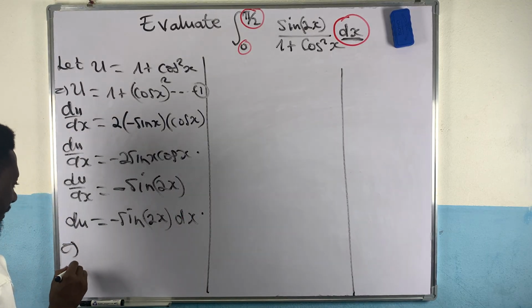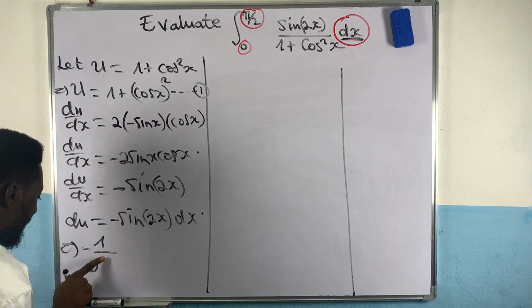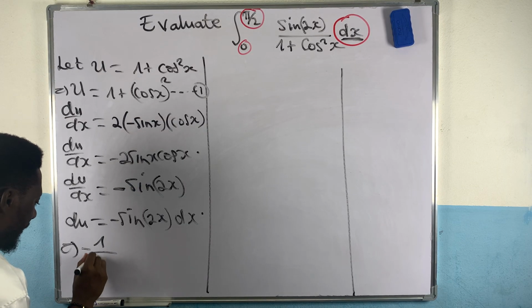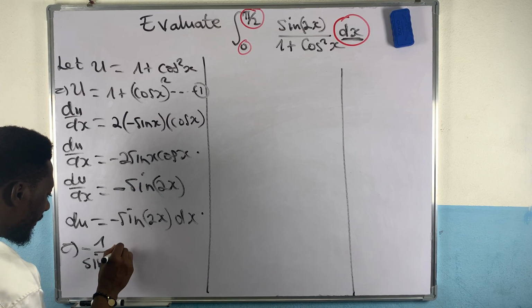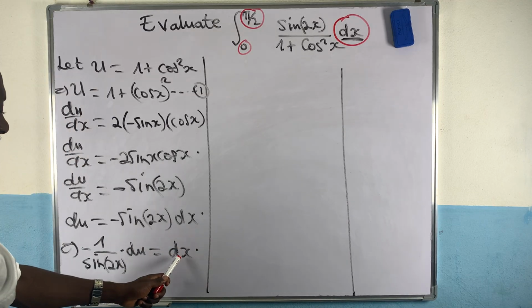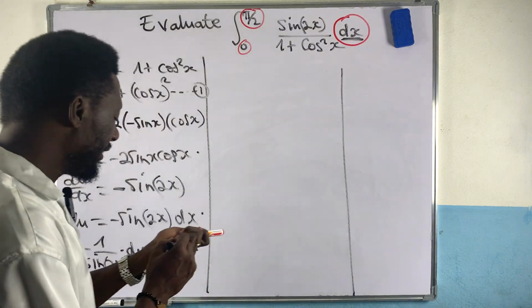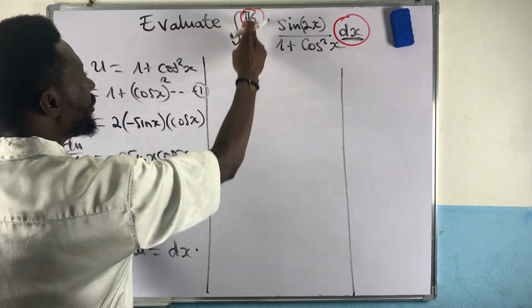So that implies negative 1 all over sin 2x du should be equal to dx. So you see that dx is already made the subject of the formula, which is what we are going to use to replace here. The next thing we have to do is to change the limit.